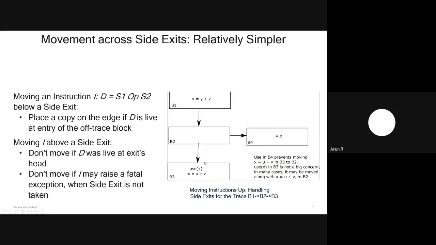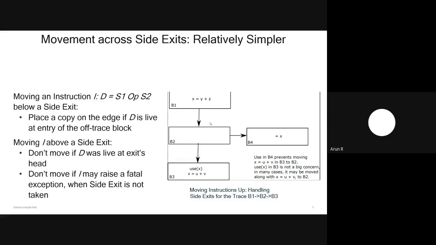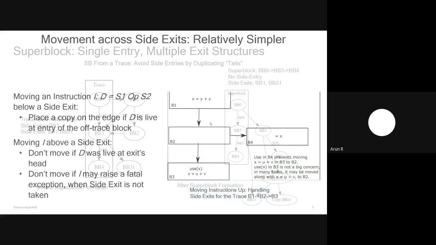So we should avoid moving such instructions if that variable, that is x, was live before entry. Also we should not move an instruction if it may raise a fatal exception when the side exit is not taken, otherwise we will be terminating the program, which is not correct. So we can see that we have to be careful when we move instructions above or below side entries and side exits.